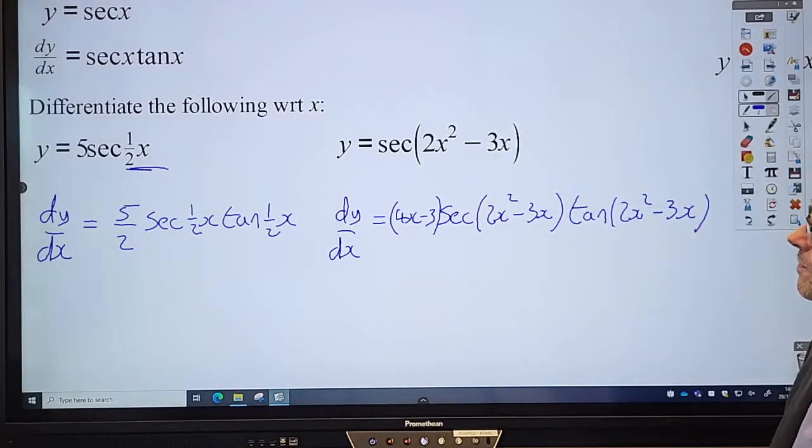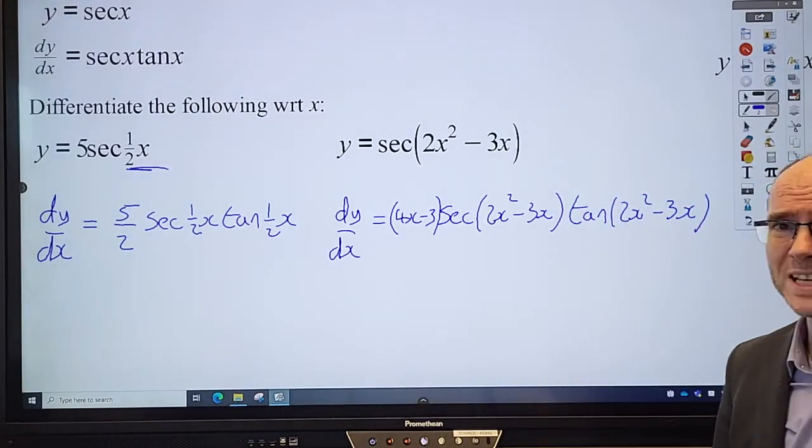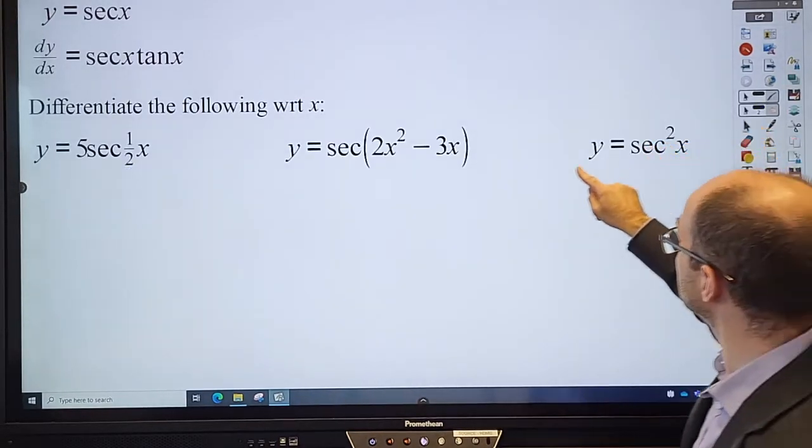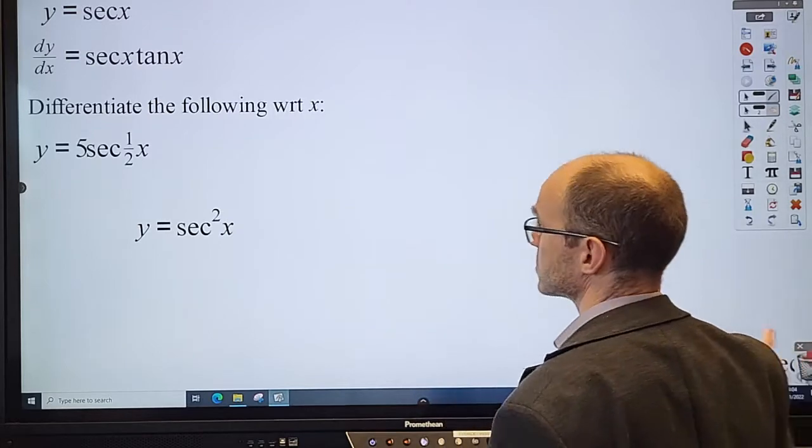Right, next one. I'm just going to clear the screen if you don't mind to do the third one I put up there. So here we go. And let's look at sec squared x, shall we?